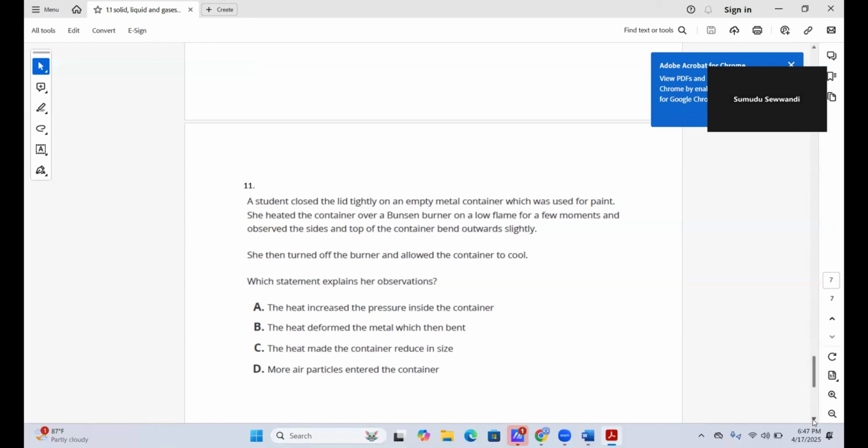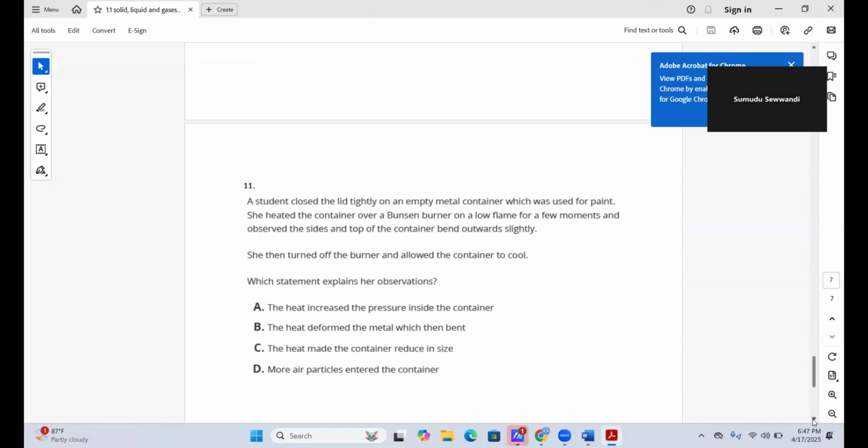Cooling the container. As the container cools, air inside loses kinetic energy. The particles move slower and collide with the walls less frequently, resulting in a decrease in pressure. The outside air pressure, which was constant, then is greater than the inside air pressure, causing the container to return to its original shape. Now let's look at the statements.